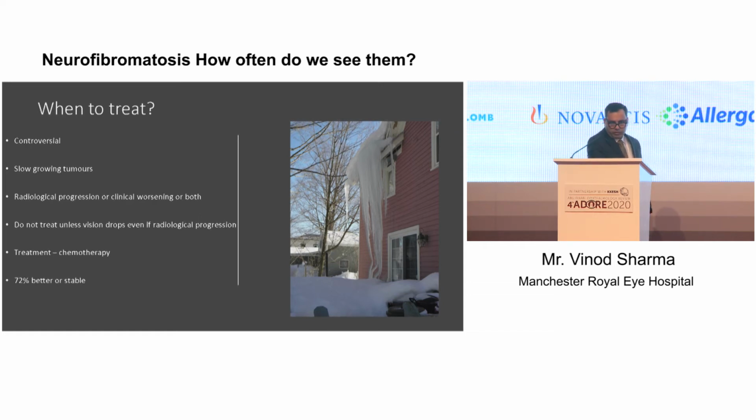Well, you should monitor them radiologically if you know a child has OPG. However, just radiological progression is not a criterion for treatment. There has to be clinical worsening as well. And the reason for that is several studies have shown that if you intervene and give chemotherapy just based on radiological progression, you don't get much visual improvement. The treatment for this, as I mentioned, is chemotherapy. With chemotherapy, you can say around 3/4 of them get stabilized or better. But that means around 25% still worsen despite chemotherapy.